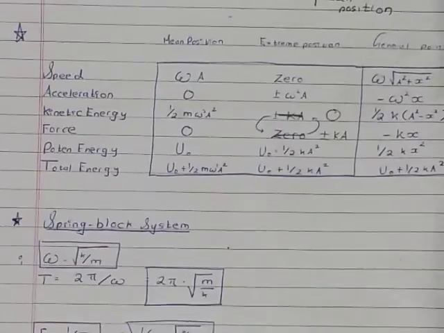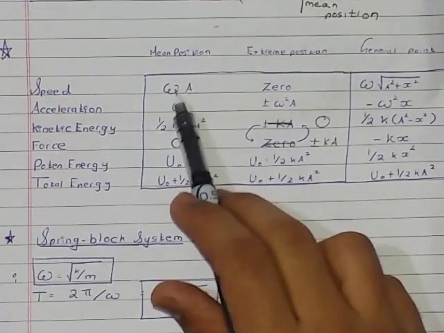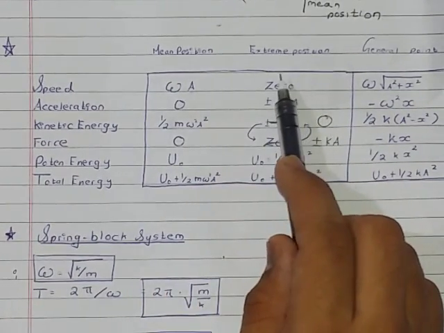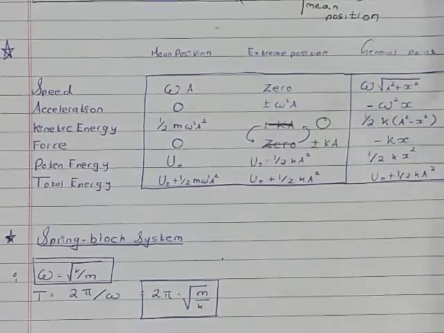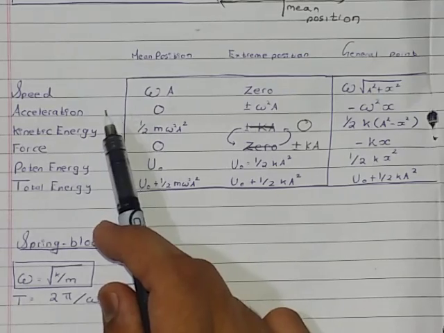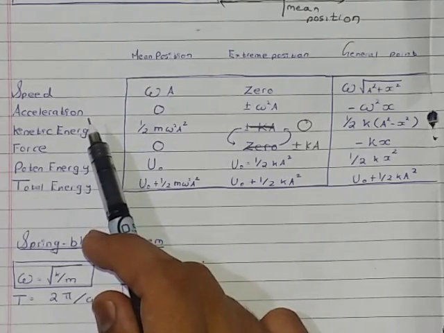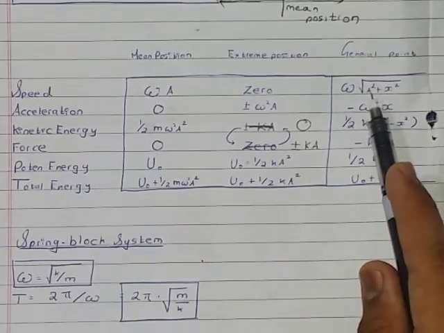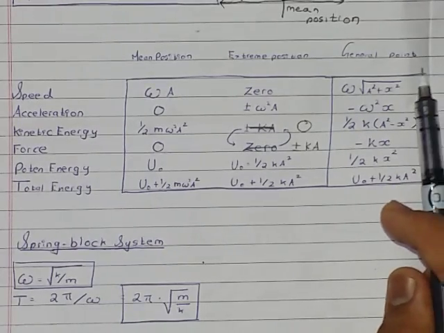Now, another important thing we have to learn is speed. At mean position it is omega a, at extreme position it is 0 since it comes to rest, and the general equation for speed is this. Acceleration at mean position is of course 0, at extreme position plus or minus omega square a, and the general equation is minus omega square x.